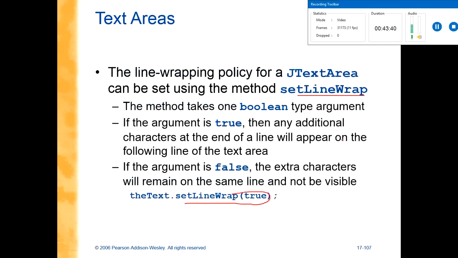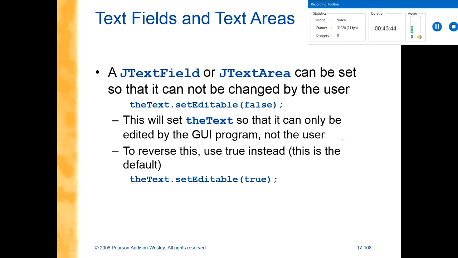So the set line wrap property is an important property of the text area. Then we have the set editable property. We have used it in the previous lecture. So set editable can be used so that the text cannot be changed by the user. By default it is false. We can set it to set editable. If I set it to false, then the value cannot be changed by the user. This will set the text field.